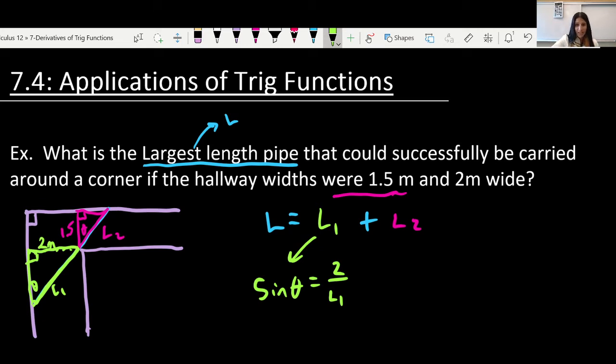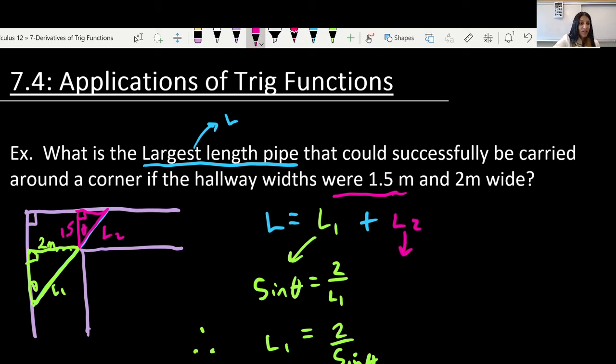And then this is how I skipped a step. I want to isolate this for L1, so I could say that's like 2 over sine theta. So same thing, I've just rearranged my equation. I'm going to put a therefore symbol there. And I want to do the same thing with L2. Sorry, I don't want to put a plus there. I just want to rewrite this.